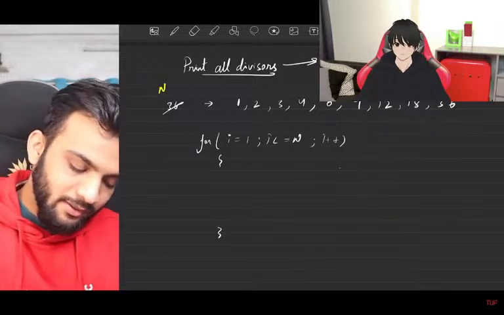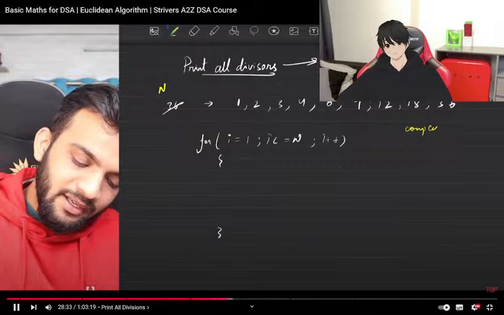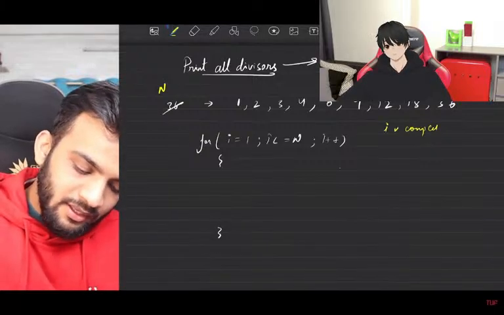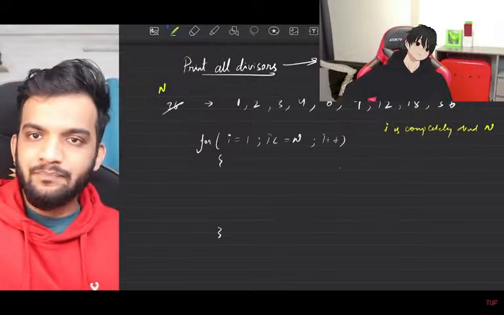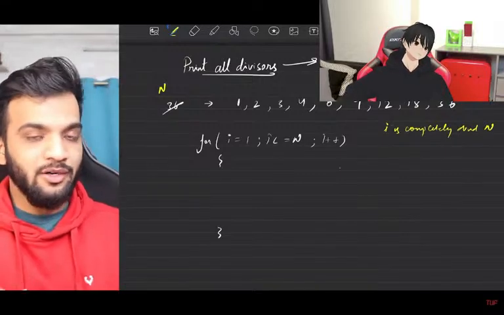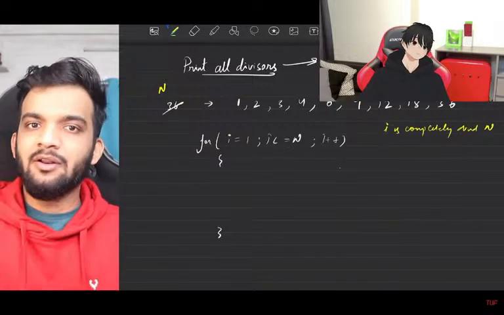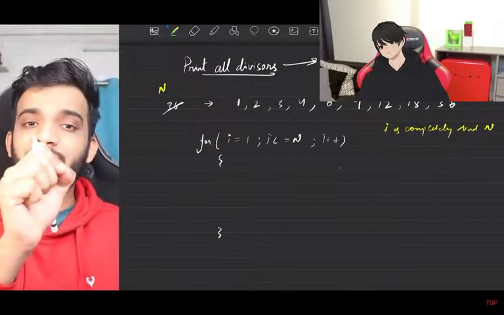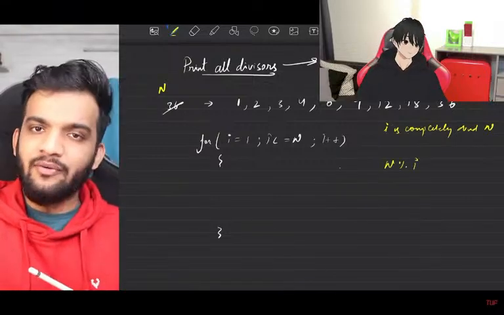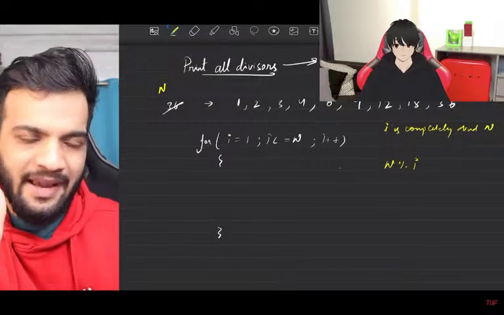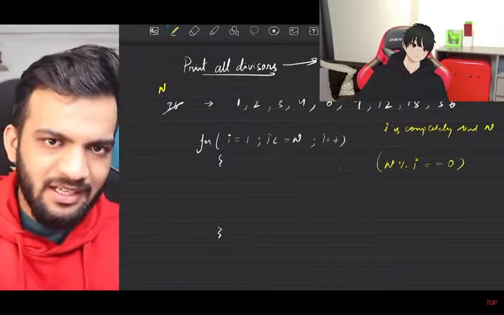So how do you determine that this i is a factor? If i is completely dividing n, then it is a factor or a divisor. And what do you mean by completely dividing? It should leave a remainder of 0. When I say leaving a remainder of 0, it means if I do n modulo i, the value should be 0 because it's completely divisible.